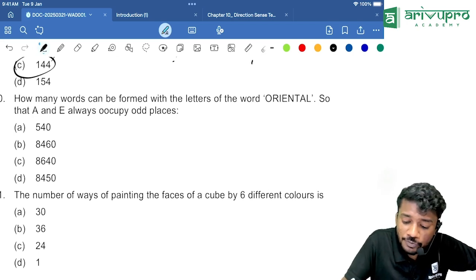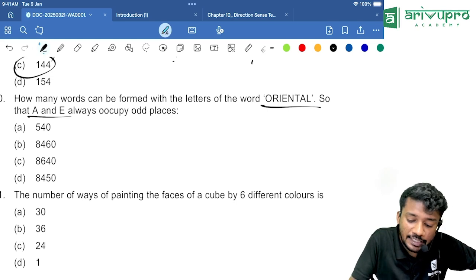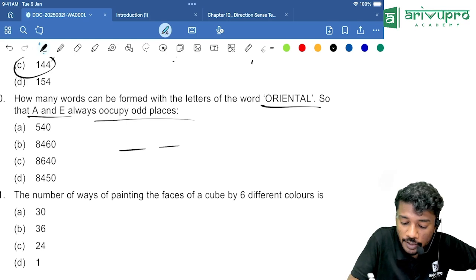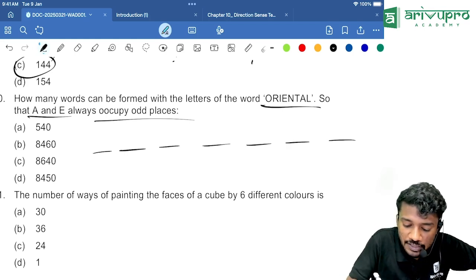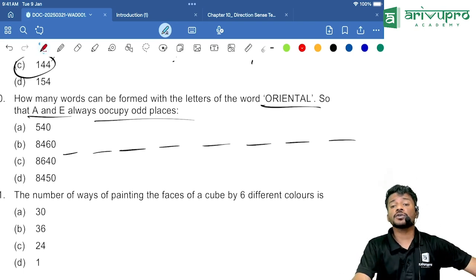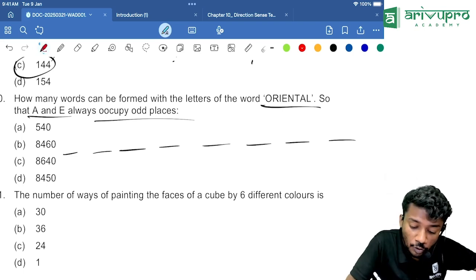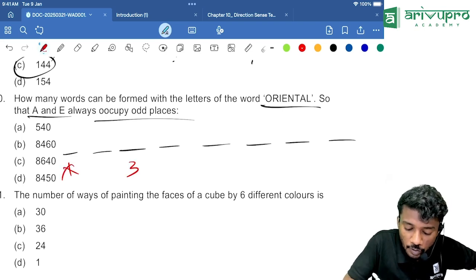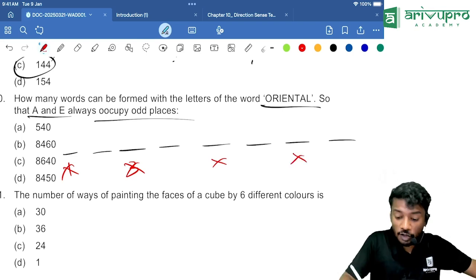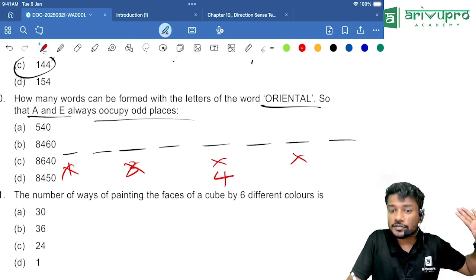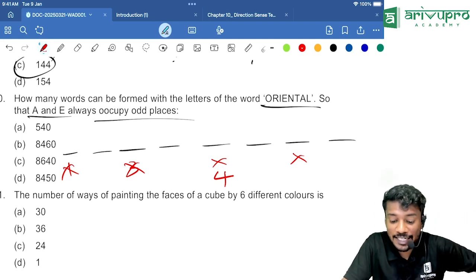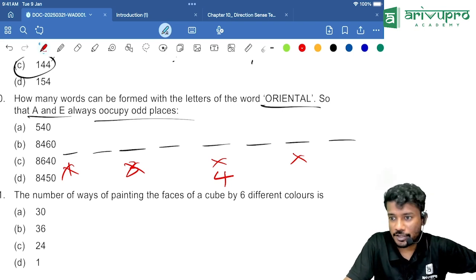Next question. How many words can be formed from the letters of the word ORIENTAL so that A and E always occupy odd positions? How many letters are there in total? 8 letters, right? 1, 2, 3, 4, 5, 6, 7, 8. They are telling us that A and E should occupy only odd positions. Which are the odd positions? 1, 3, 5 and 7. So 4, C or P? Arrangement is what? Permutation. 8, 6, 4.